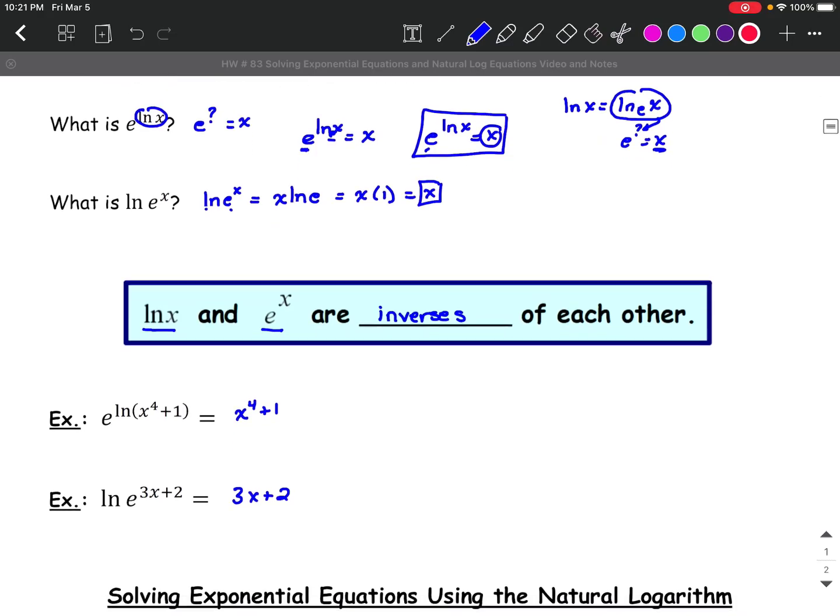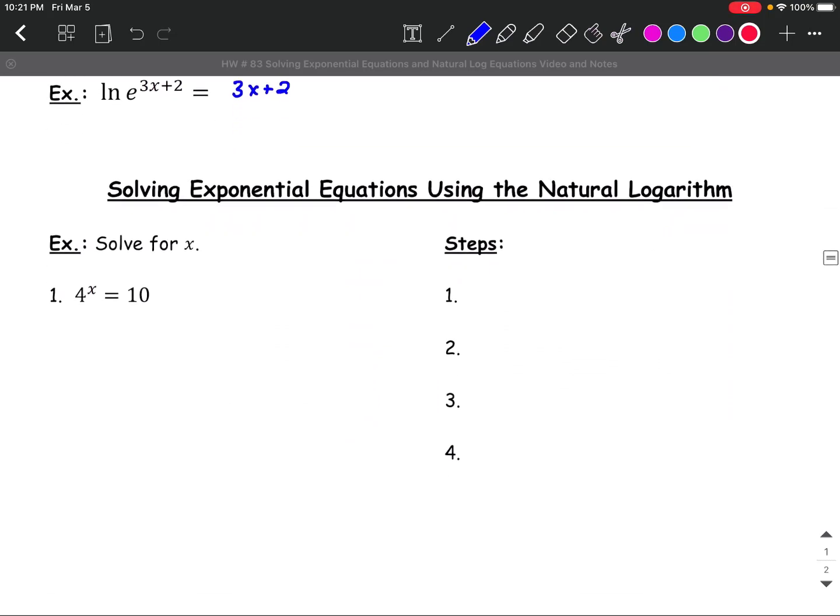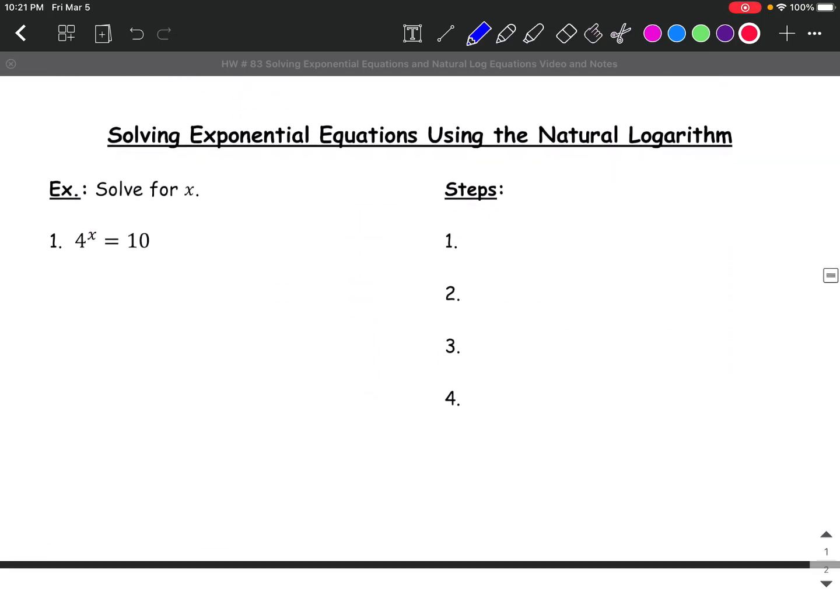Okay, now that we have that, let's go on to solving an exponential equation using natural logarithms. So an example would be 4 to the x equals 10, and we want to solve for x. Now when we do this type of equation, the first thing we want to do is isolate the exponential. That means we want to get this part, the base raised to the exponent, all by itself. So that's already taken place in this particular problem, so we don't have to worry about it.